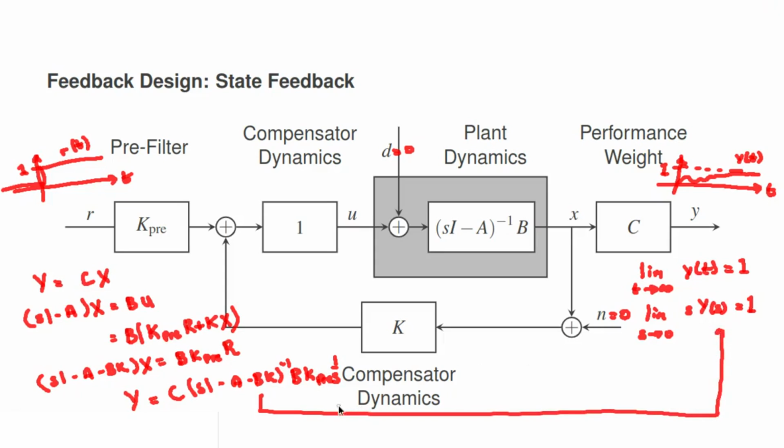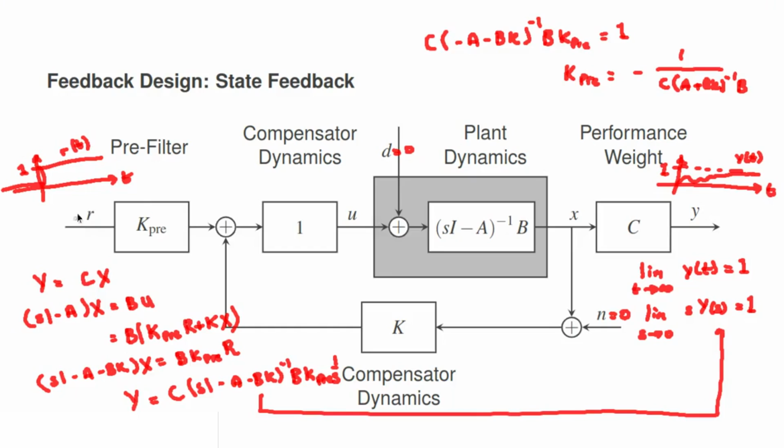So we can spot a few things. This 1 over s is going to cancel with this s here, and taking the limit as s goes to 0 is equivalent to just setting the remaining s, which is just here, equal to 0. So this requirement simplifies to C multiplied by (minus A minus BK) to the minus 1, B, K_pre is equal to 1. And if we rearrange this a bit, we get a formula for K_pre. We find that K_pre is equal to minus 1 over C (A plus BK) to the minus 1 B. And if we choose this value for K_pre, then we'll get perfect steady state tracking of a step input R.